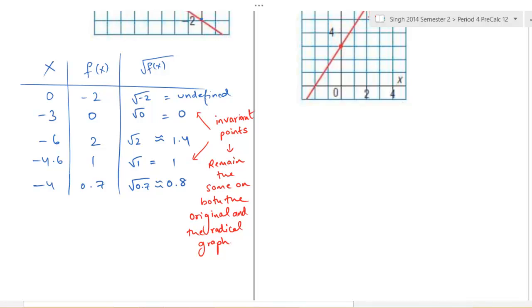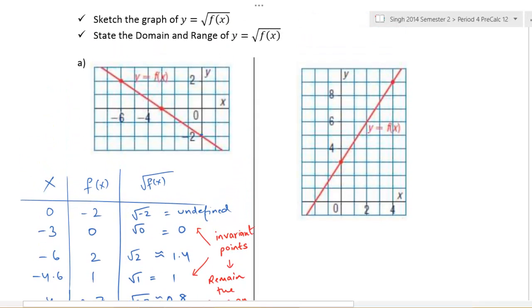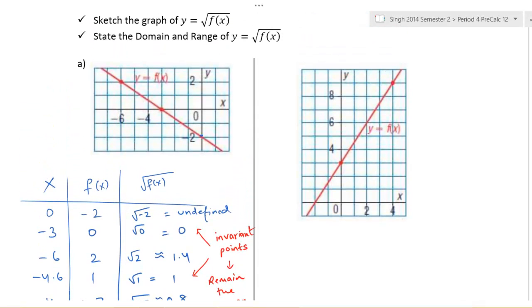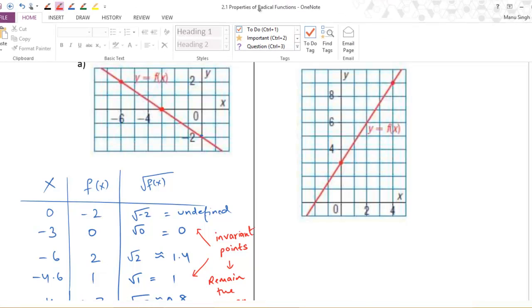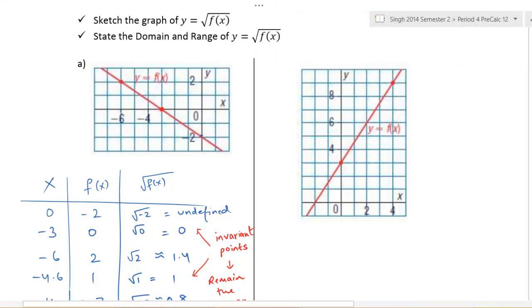Whenever I'm graphing a radical function, I want to always start off by identifying those invariant points. And generally your invariant points are going to be 0 and 1 of the y values of the corresponding function, because square root of 0 is going to stay 0 and square root of 1 is going to stay 1. So let me mark those down. So when the f of x y value is 0, right over here, actually let's use a different color so you can see that right here.